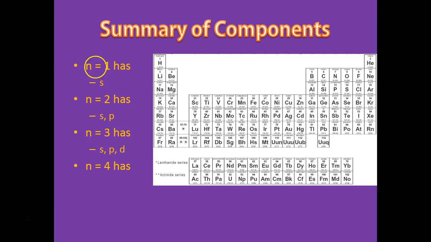So 3s is third row S block. 3p is third row P block. That's these ones in here. And then 3d is actually, remember, we drop down 1 for D's. So you go into this 4th row. But these ones here in the D block are called 3d. They fit here. And then in the fourth energy level, there are S, P, D, and F sublevels.